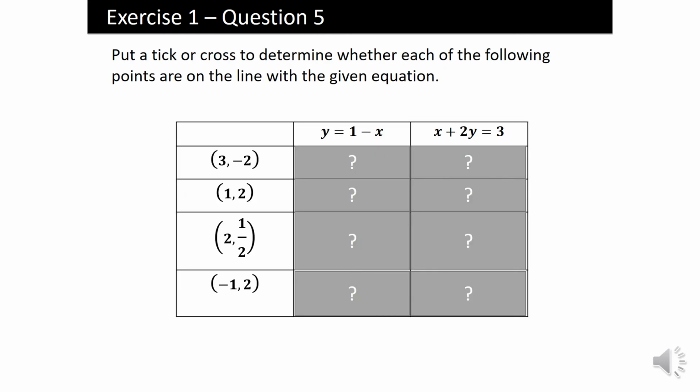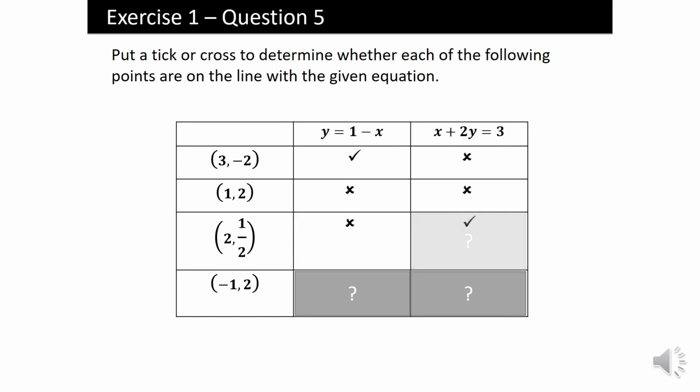Okay, question 5, we're saying are they on the line or not, so you're substituting in the coordinates into the equation of the line to check if they work. So I'll just reveal these. Okay, well done if you managed to get all of those.